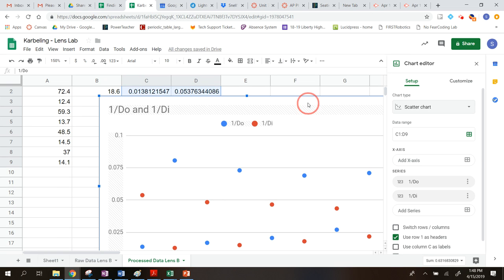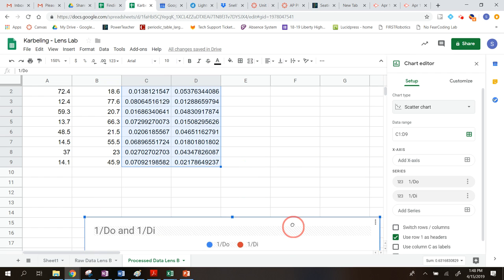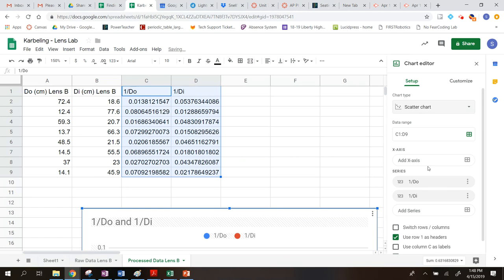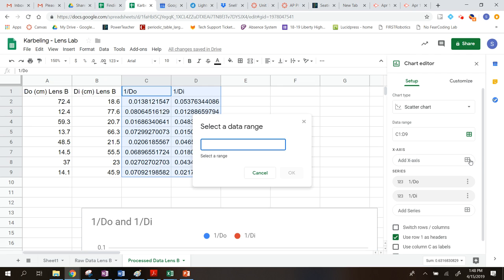So I'm going to take this graph and I'm going to move it so that it's out of my way. I'm going to scroll up so that I can tell it what I want on my x-axis. So do you see where this says x-axis? I'm going to click here, say, this is the stuff I want in my x-axis. I don't remember. Amanda, what did we decide you wanted on your x-axis? Object distance. So I'm going to highlight just the object distance. That is all I want on my x-axis is the object distance, or the 1 over object distance, I should say.